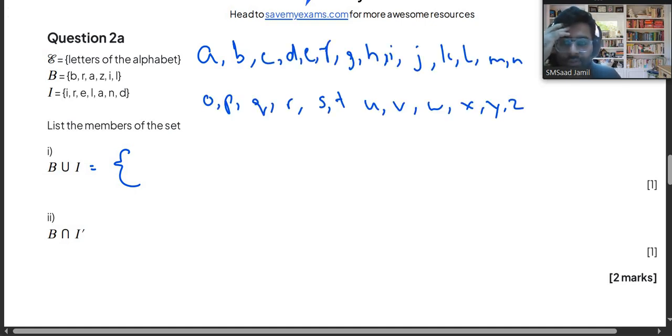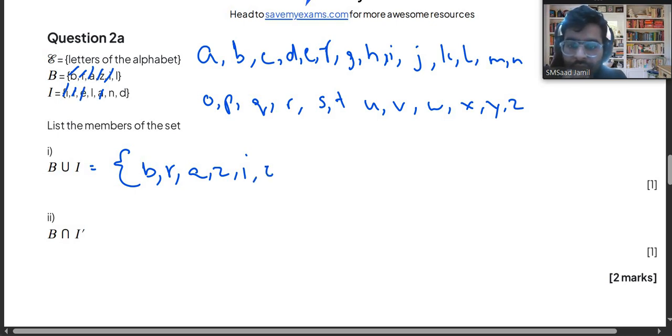So this is the universal set. If you look, we have B, so I will write B first. Then A, B, C, D. So let me write R as well. B, R, I have written. Then we have A, I have written A. Then we have Z, I have written Z. Then we have I, I have written I. Then we have E, I have written E. Then we have N, I have written N. Then we have D, I have written D, and then we have L.